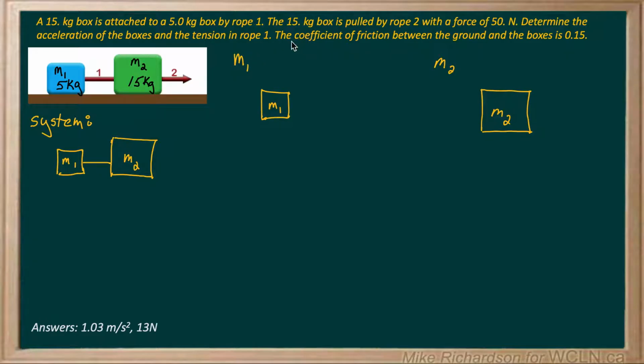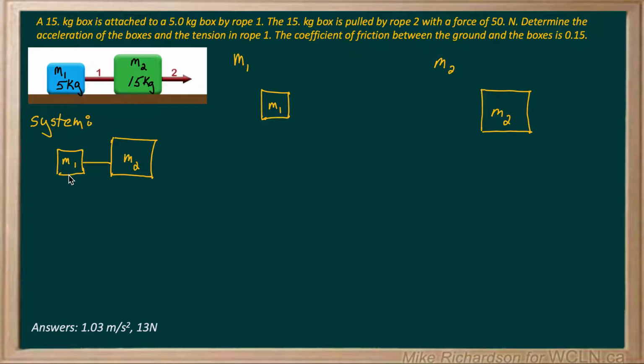Now there is some friction, and the coefficient of friction between the ground and both boxes is 0.15. Now we're going to look at this three different ways. We're going to look at all the masses together, in other words, the entire system, and then we're going to isolate the individual masses. In all three cases, we're going to do the same thing. Free body diagram, and then an equation of motion, and then solve. And we're going to see what we get when we do that. So let's look at the entire system.